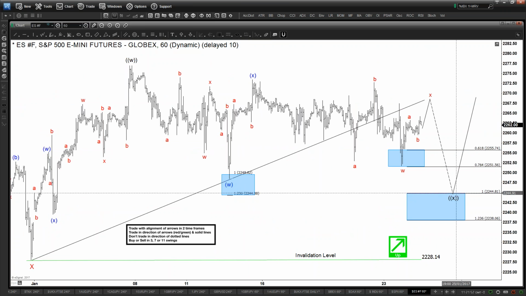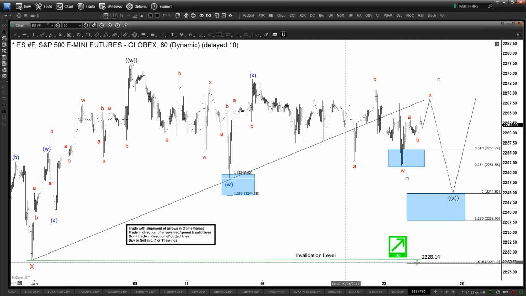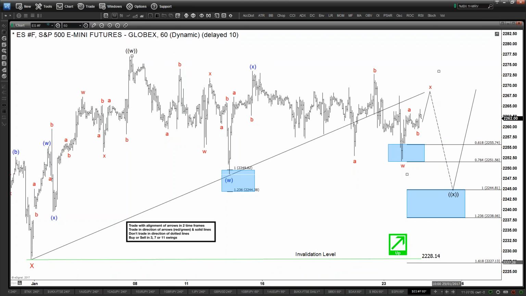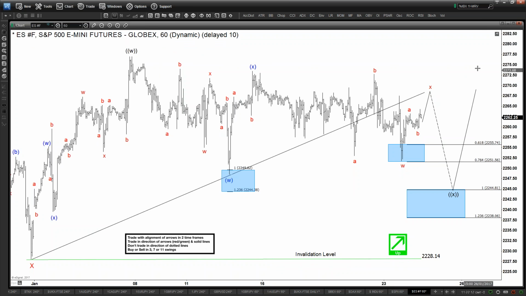If it does make another push lower, we do like the buying here, the 2245, 2238 area against this 1.618 extension, looking for new highs or a three-way bounce at least, okay? So that's what we got in basically the indices. And with this, I think we pretty much covered all the groups, okay? And everything is very clear.